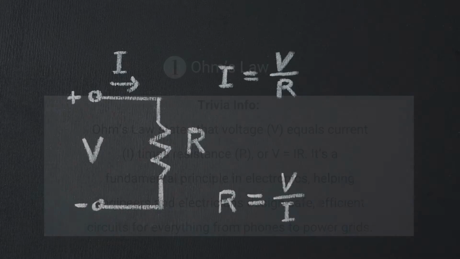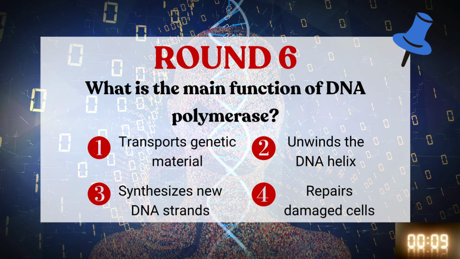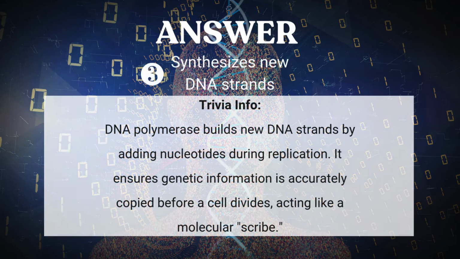What is the main function of DNA polymerase? Answer 3. Synthesizes new DNA strands. DNA polymerase builds new DNA strands by adding nucleotides during replication. It ensures genetic information is accurately copied before a cell divides, acting like a molecular scribe.